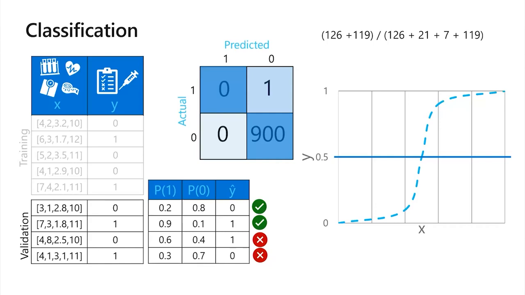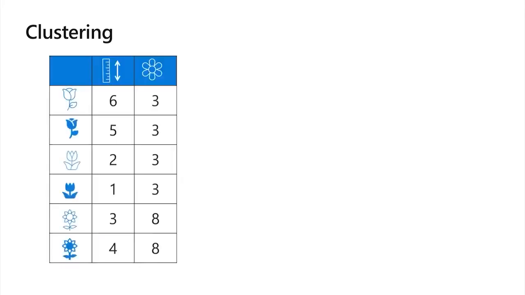Now, that's classification, another form of supervised learning. And let's look at an example of unsupervised learning, an example of clustering. In unsupervised learning we do not have the outcome variable. We don't know. So in this example for clustering, we're using flowers, and we have the length of the flower and the number of petals of the flower.